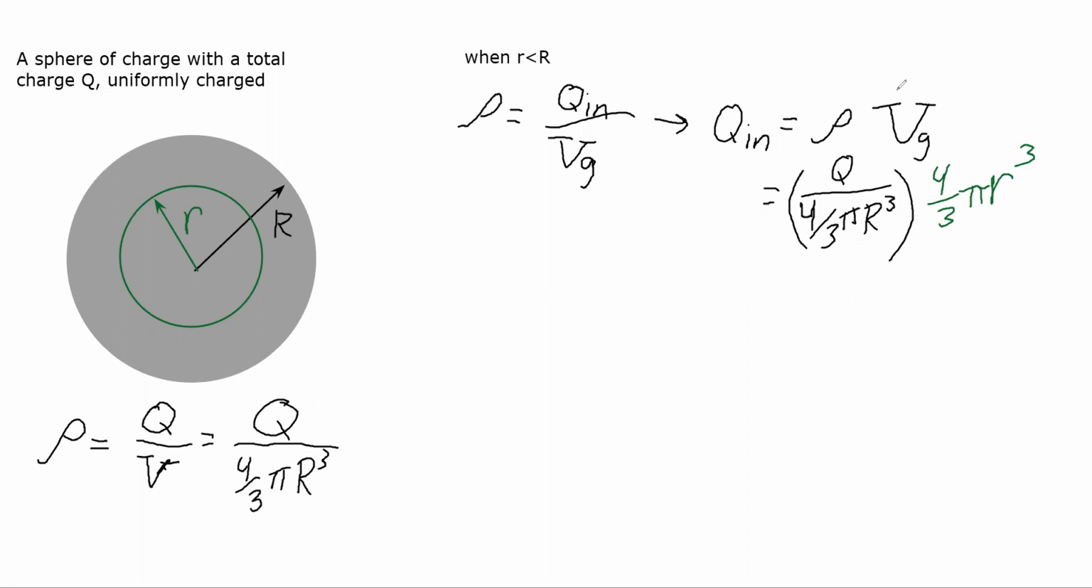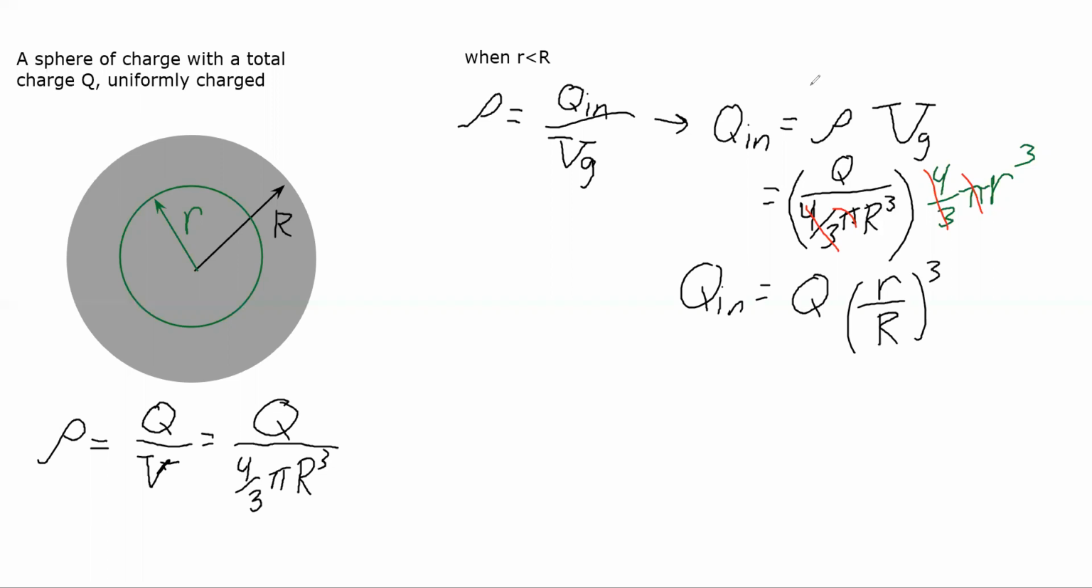Right, so to simplify this, let's see. So 4/3 cancels out. The pi's cancel out. And I get my charge inside. Charge inside my Gaussian surface, charge inside my green sphere, is just going to be the total charge in the gray sphere, in the sphere charge itself. So that total charge times this ratio, r cubed over capital R cubed.